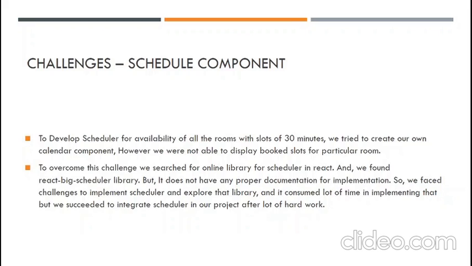So then we searched online for scheduler libraries in React, and we found the React Big Scheduler library, but it does not have proper documentation for implementation. So we faced challenges implementing the scheduler and exploring that library. It took a lot of time, but finally we explored it, and we successfully integrated it into our project, and we are now able to display the availability of all the rooms on our home page.